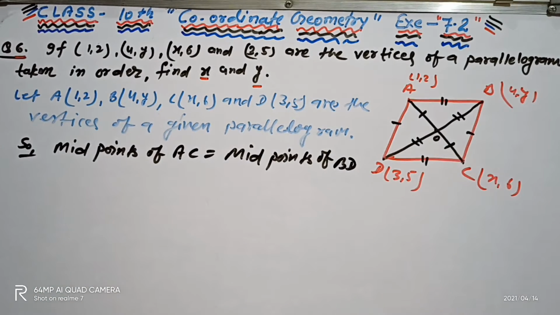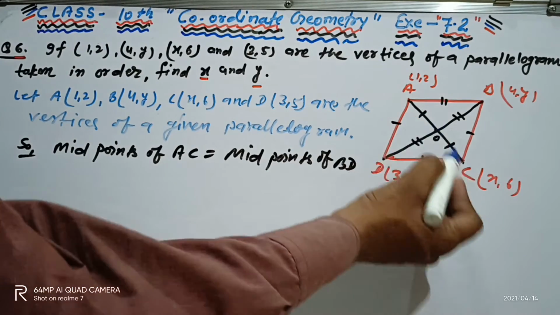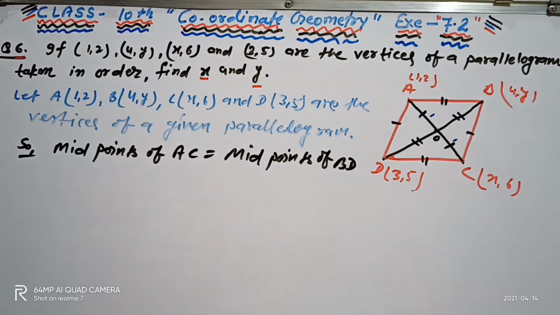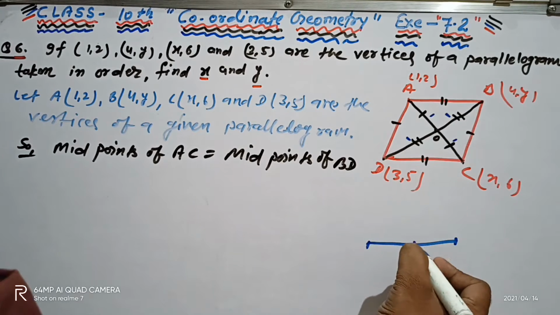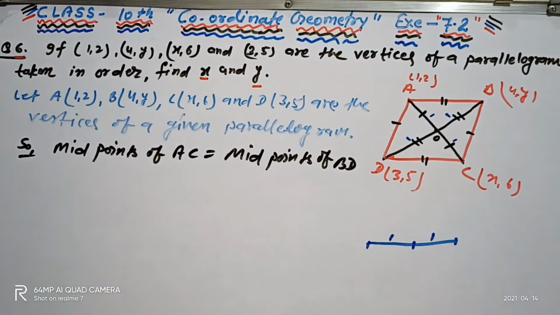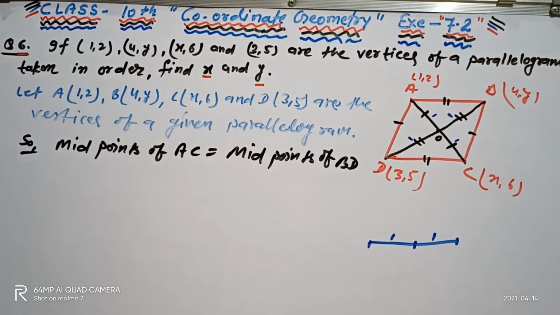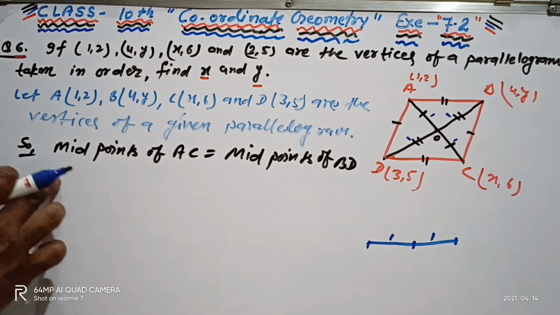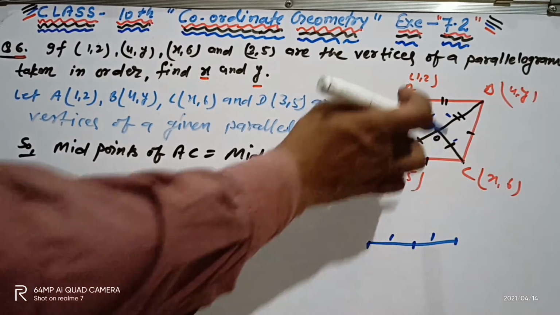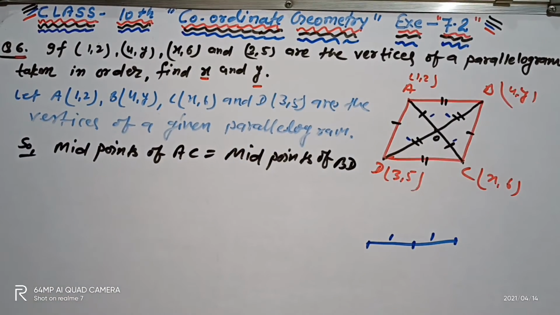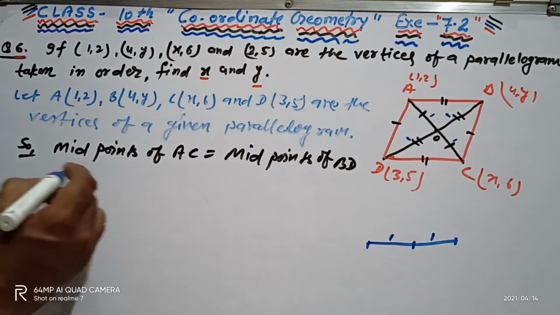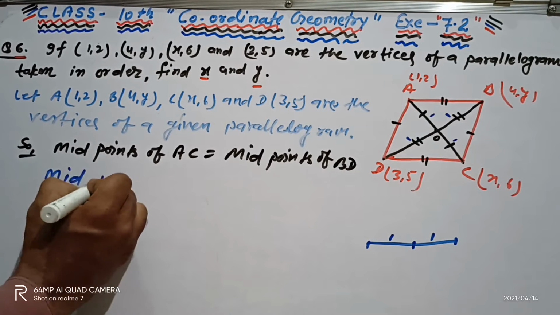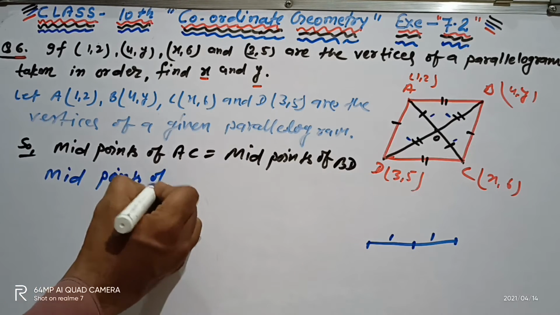So the ratio in which AC is bisected will be 1 to 1, and similarly for the other diagonal it will be 1 to 1, because if a line is bisected equally, the ratio is 1:1 from both sides. So let's find the midpoints. First of all, we will find the midpoint of AC.